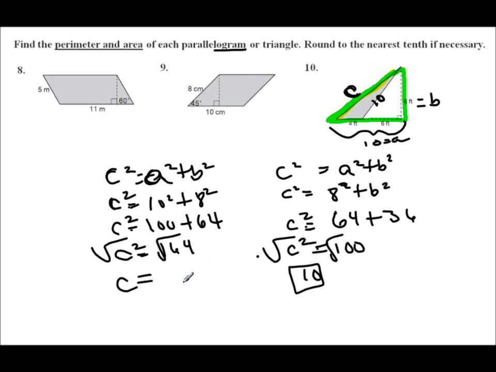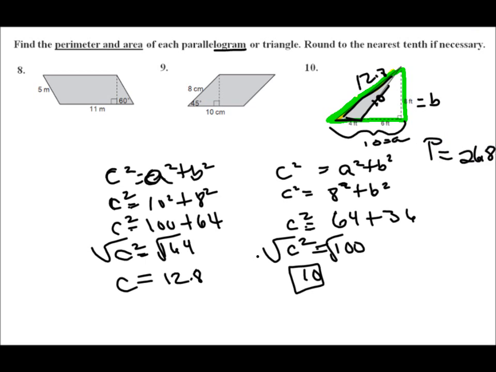So C equals 12.8. So now that we have C, which is 12.8, we can find the total perimeter, which is 10 plus 4 plus 12.8. So the perimeter equals 26.8.